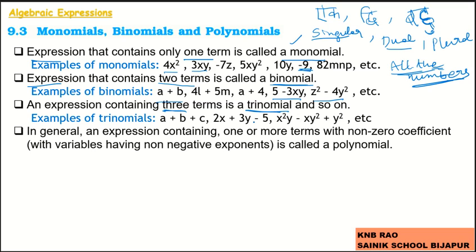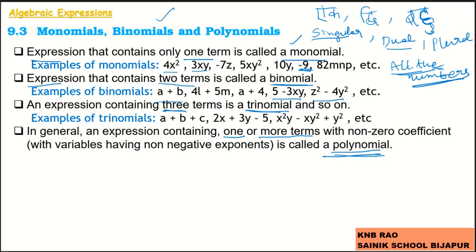Now coming to the generalization. Remember children, in English we have only singular and plural. But in Sanskrit we have singular, plural, and along with that we have dual. So we call an algebraic expression having one term a monomial specially, having two terms a binomial, having three terms a trinomial, and generally having one or two or three or more than three terms, having one term or more than one term, all these are called polynomials.